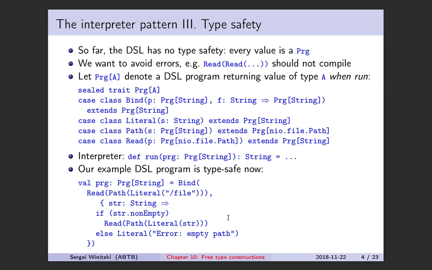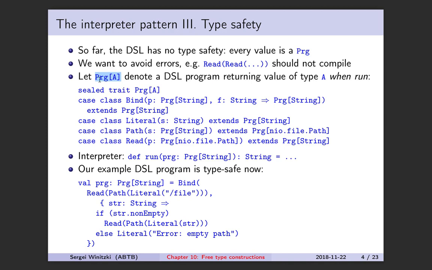Every value in it is a program, and it's evaluated to a string. So what can we do if we wanted to avoid errors? Such that, for example, read of read shouldn't even compile. It should be impossible to write programs like this and compile them and run them. So the way to solve this problem is to change the type of the program data type to a type constructor.